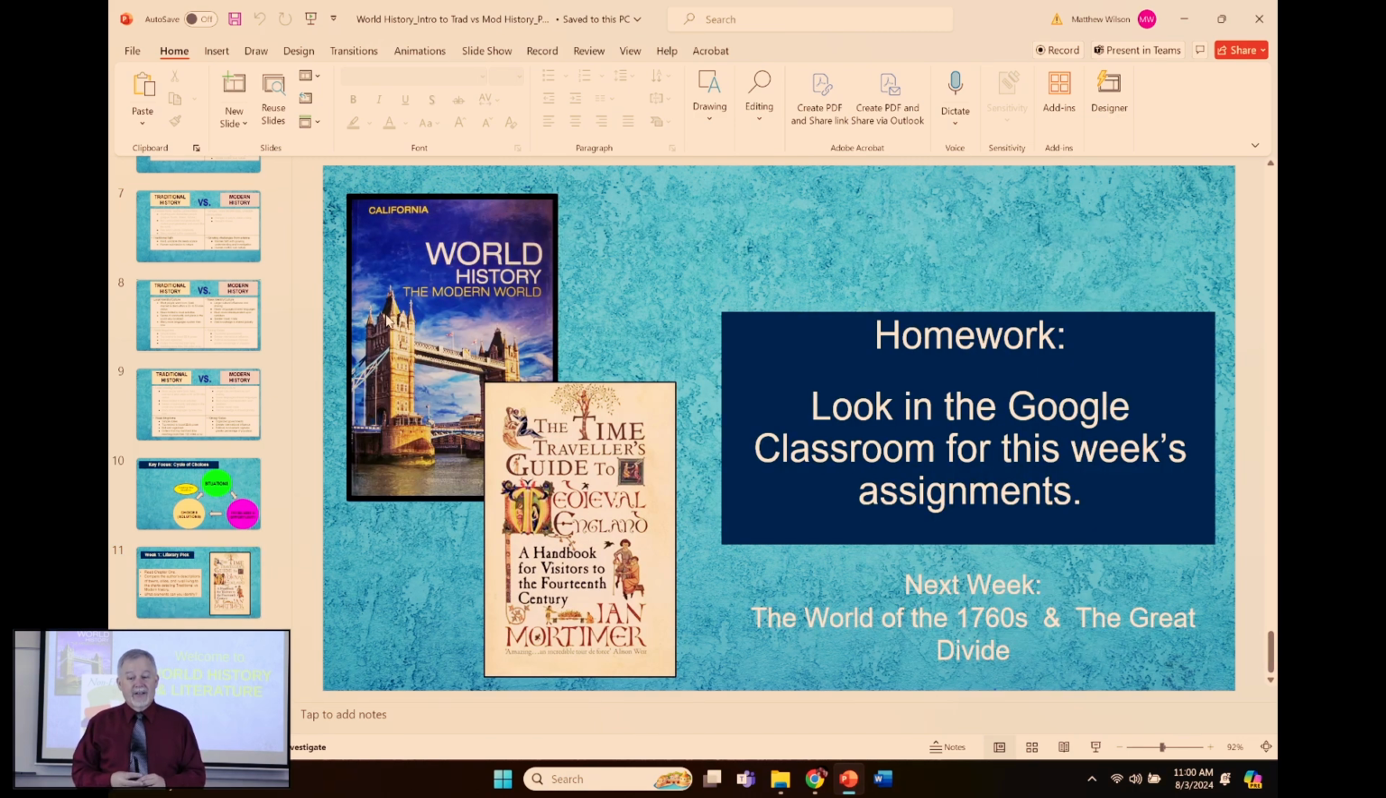So look for your homework in the Google Classroom for this week's assignments. There will be several. And next week, we'll look at the world in the 1760s and the Great Divide. That's where we are for right now.